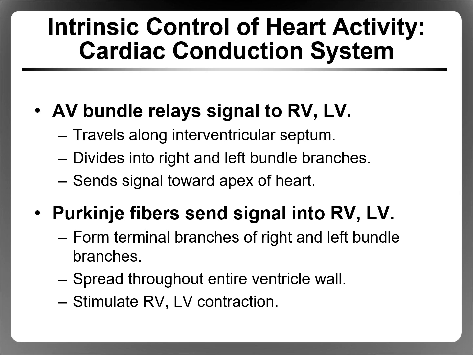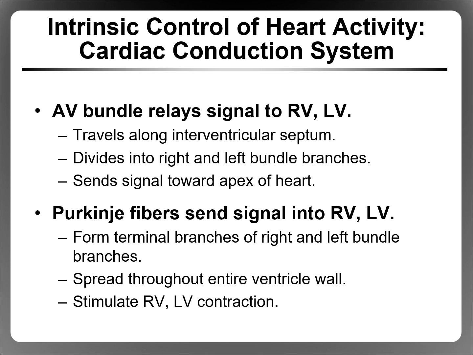So from our AV bundle, the signal will be sent down to the right atrium and the left ventricle, and this is going to travel through the interventricular septum, the space in between the ventricles. This will divide out into the right and the left bundle branches and send the signal towards the apex of the heart. From here, Purkinje fibers will send the signals to the rest of the right ventricle and left ventricle.